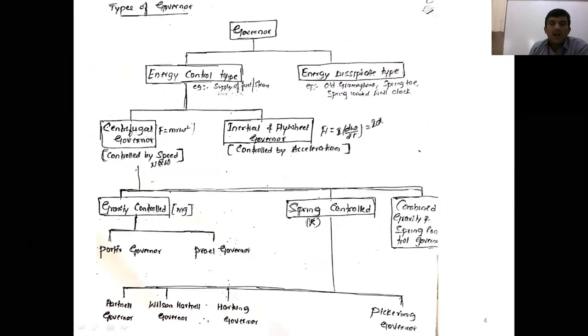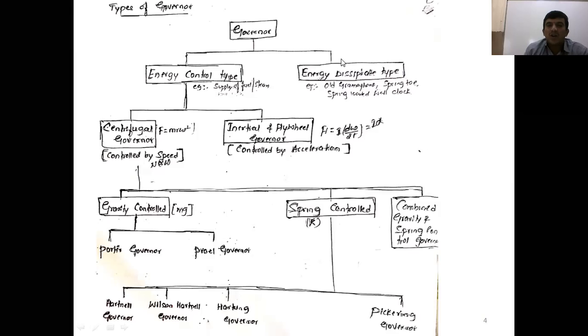Next, in the last class also we discussed the types of governor. Governors are classified as energy controlled type or energy dissipated type. Energy controlled means you control the amount of fuel supplied to the engine. We can reduce the fuel or increase the supply of fuel. Then that is called the energy controlled type.